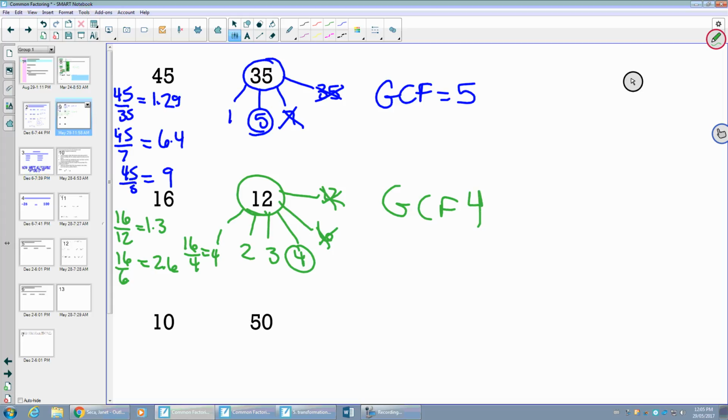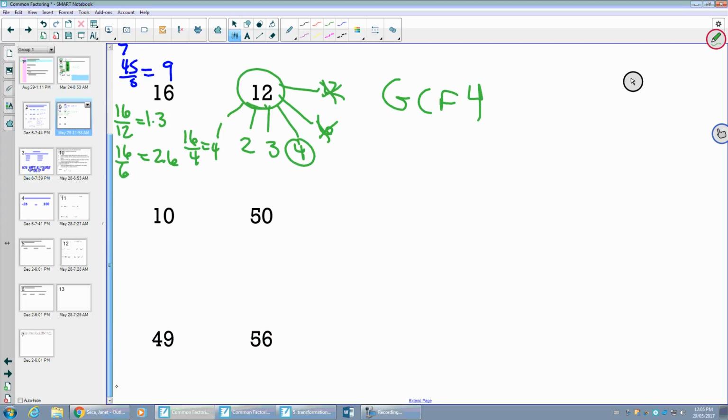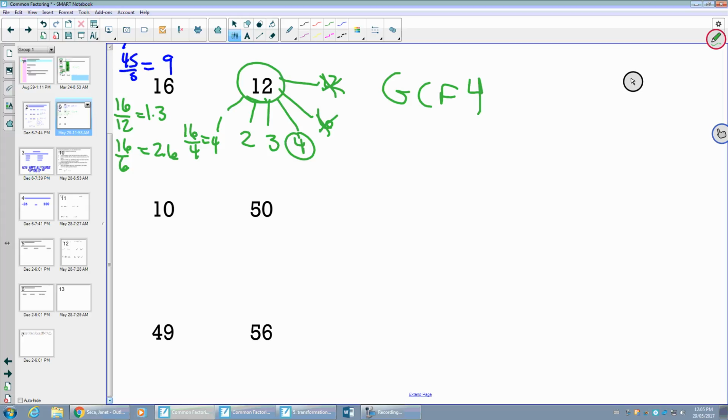Okay, that's what you should have done for your homework. And similarly here, I'm just going to tell you what the answers are. The greatest common factor between 10 and 50 is equal to 10. The greatest common factor between 49 and 56 is equal to 7. So that's what you should have gotten. That's what we practiced yesterday. So hopefully you're getting the hang of it because this unfortunately does not go away.